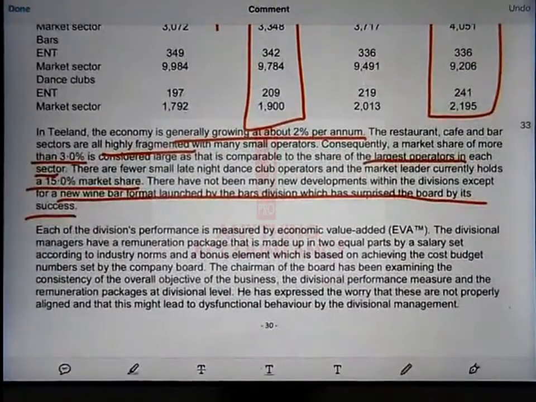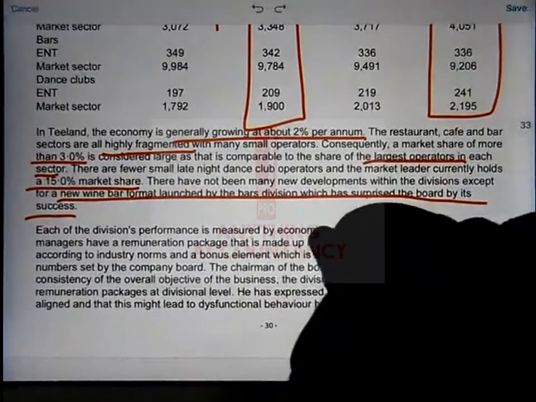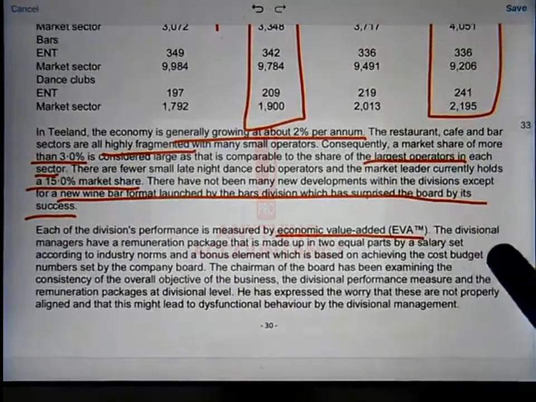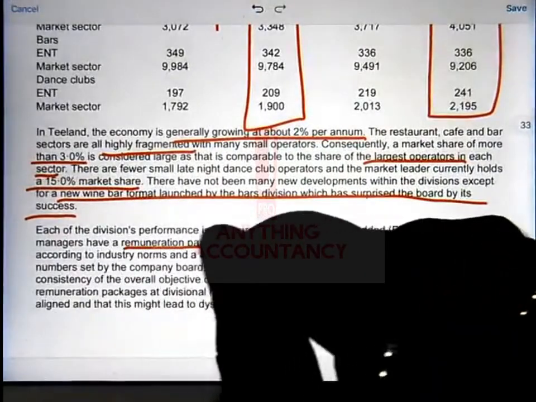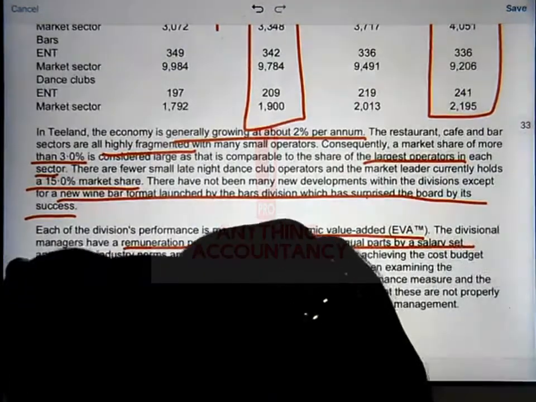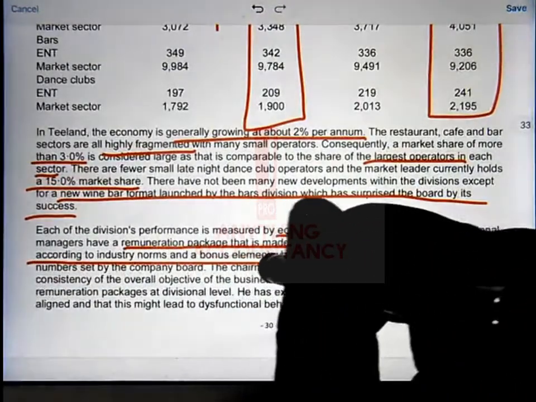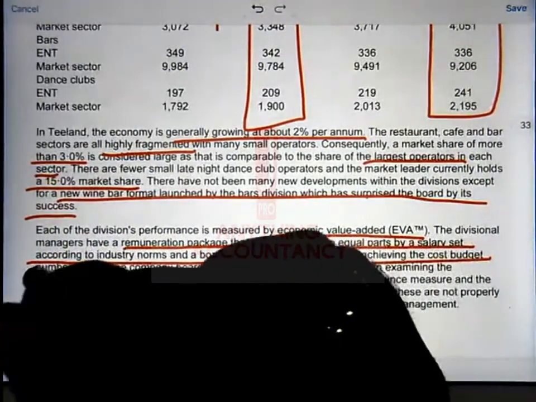Okay. Each division's performance is measured by EVA. So you're looking at economic value added. The divisional managers' remuneration package is made up of 2 equal parts. So there is divisional management, they're being evaluated, and their remuneration package is made up of 2 equal parts: salary set according to industry norms and a bonus for achieving the cost budget.